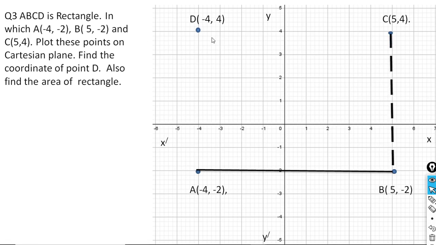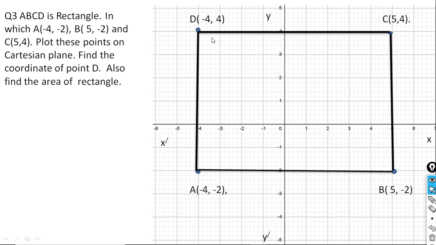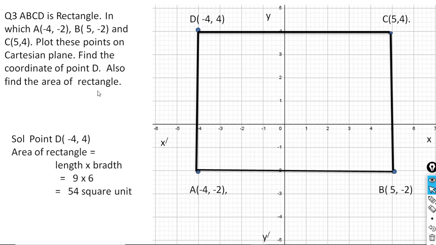We'll join them in order and we'll find the area of the rectangle. Area of a rectangle is length into breadth. Length, you count the number of divisions from A to B, it is 9 units, and 6 units in the upward direction. 54 square units will be the area of the rectangle.